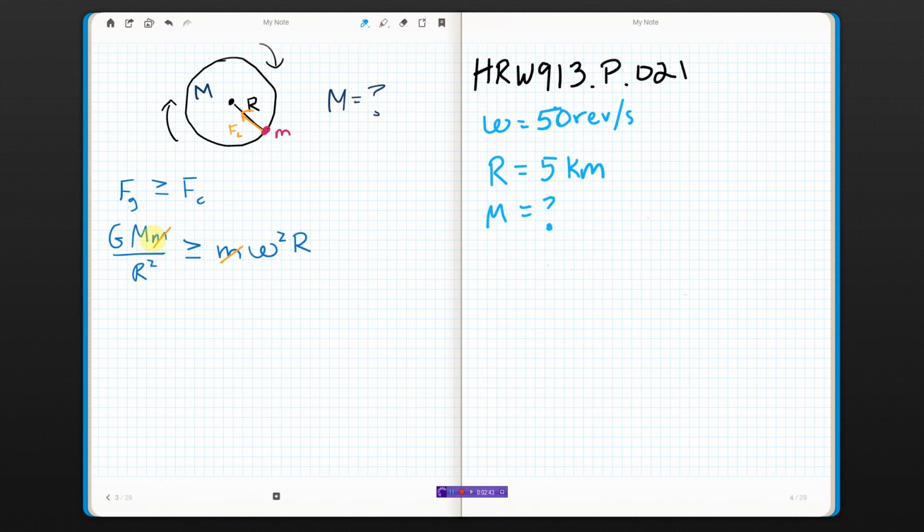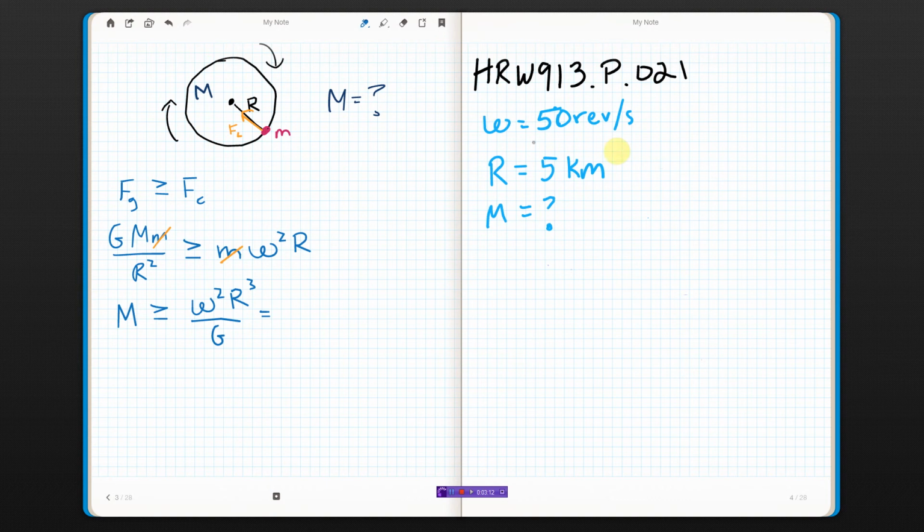Multiply both sides by r squared and divide by G. Must stay color coded. So the mass of the star is going to be greater than or equal to omega squared r cubed over the gravitational constant.